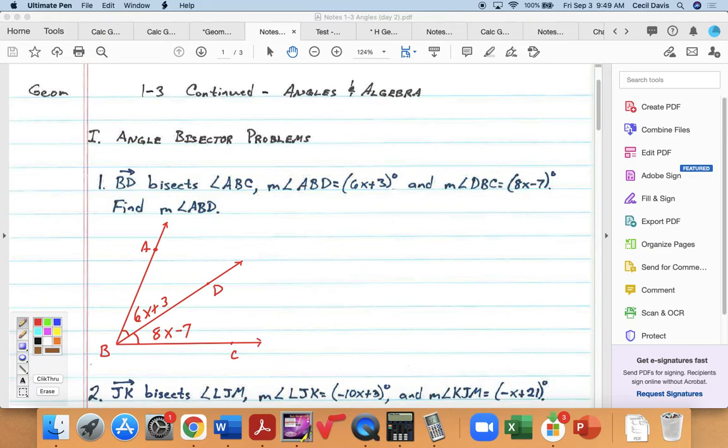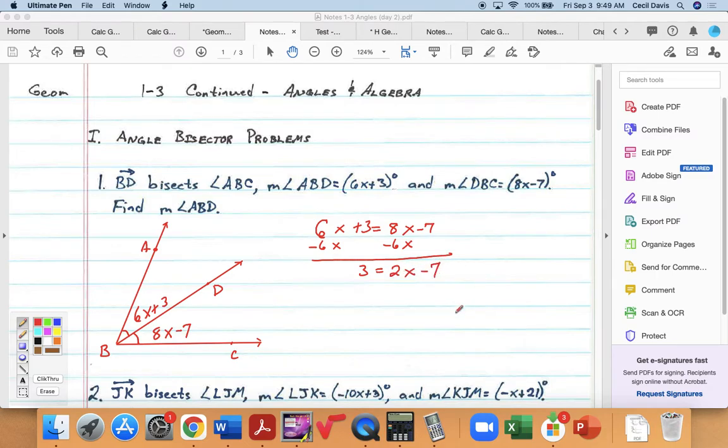This is the most straightforward of the algebra ones because it gave you each of the halves, right? And we know those two halves are equal to each other. So we just write an equation that says that. So 6x plus 3 is equal to 8x minus 7. So I'll subtract 6x from both sides. I always subtract the smaller x from the larger one so that I get a positive number in front of x. I get a positive coefficient.